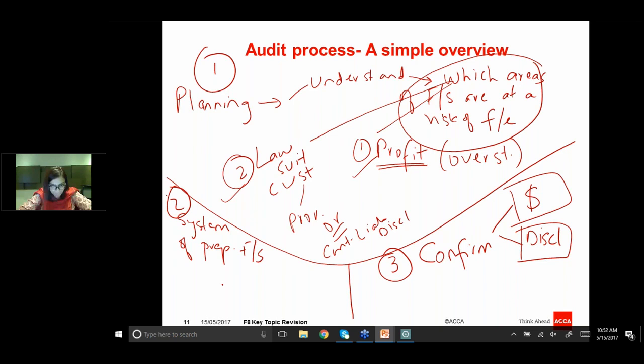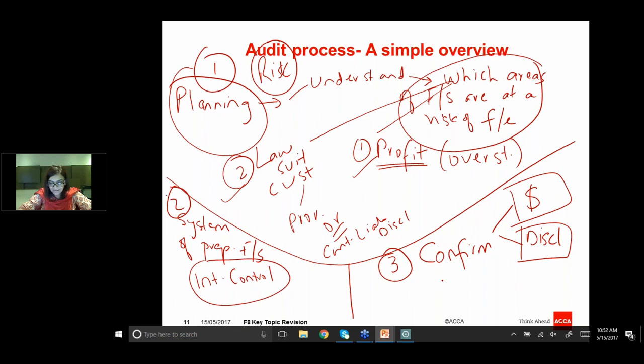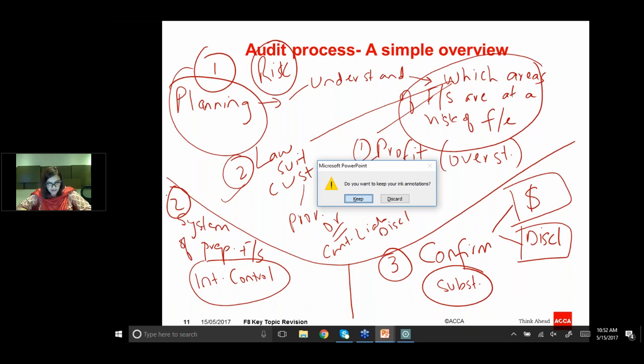So if I put names to this, first stage is where you carry out risk assessment. Second stage is called internal controls testing. Third stage is called substantive testing. So these three are just very fancy words for planning, systems, and confirmation of amounts. If you just give me 1 second, I'm just going to bring up a new slide over here.